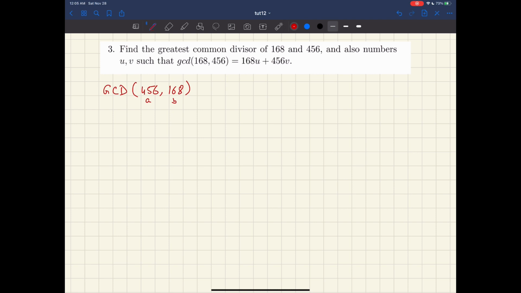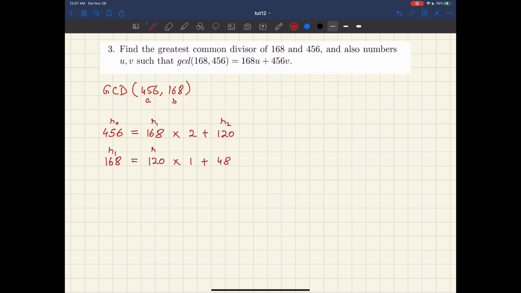Moving on to the third question, we have: find the greatest common divisor of 168 and 456, and also the numbers u and v such that the GCD of these two numbers is equal to 168u plus 456v. Now we use the extended Euclidean algorithm here. First we'll write 456 as a linear combination of 168 with a remainder. So 456 is 168 times 2 plus 120.